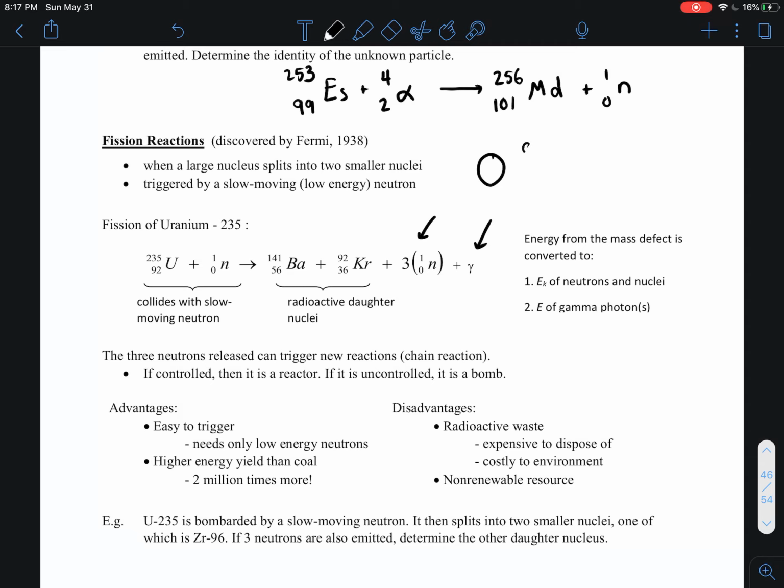And as a result, yes, it has 2 smaller products, which is the barium and the krypton, but also launches these 3 very fast neutrons that are flying across. So here's a neutron, here's a neutron, here's a neutron. But remember, in order to get uranium to turn into this, it was hit itself by a neutron.